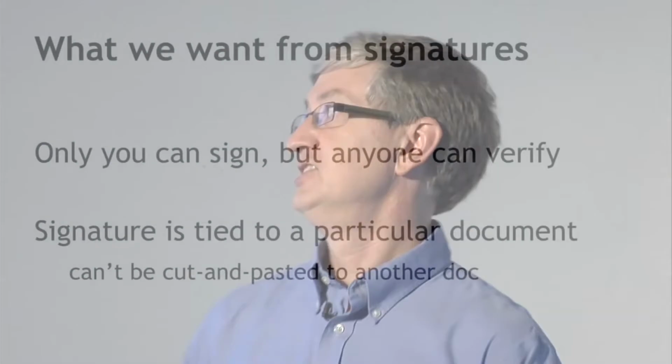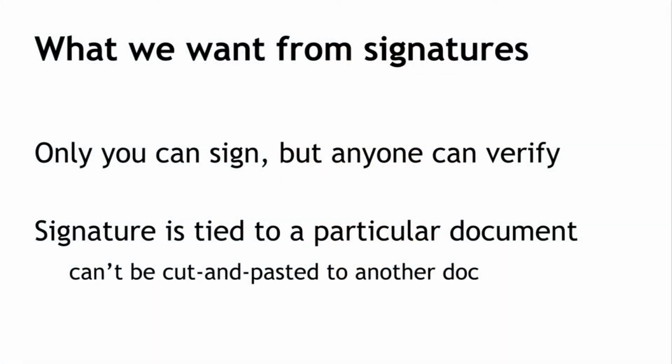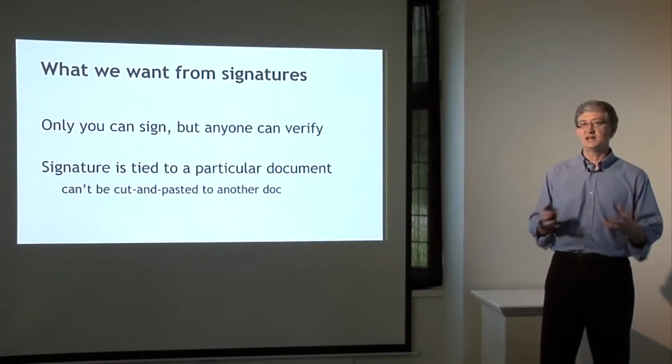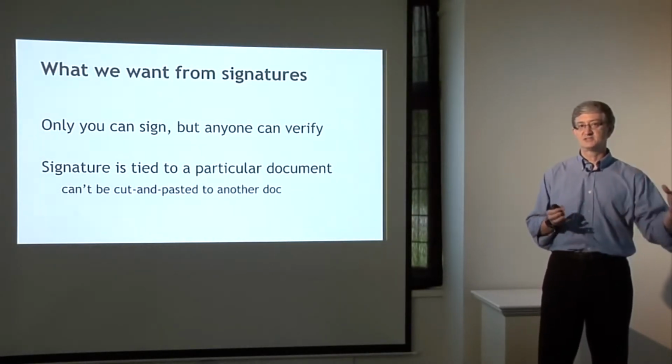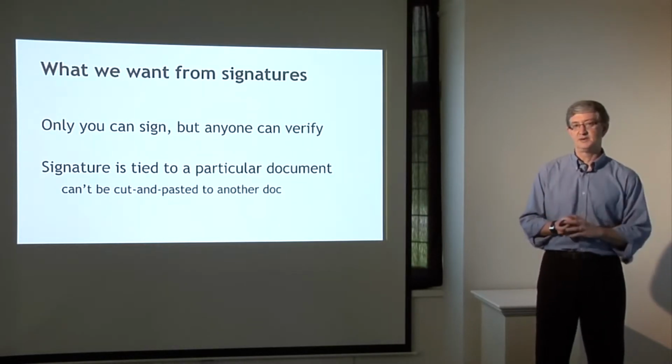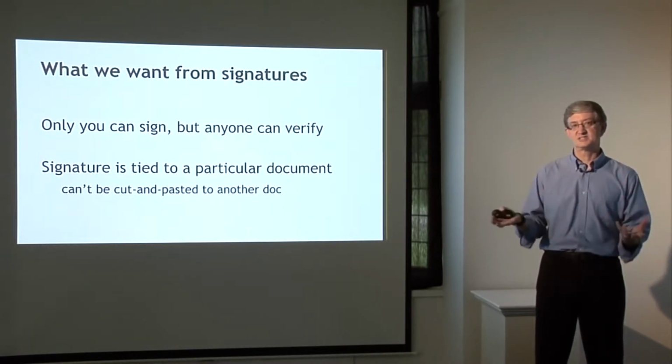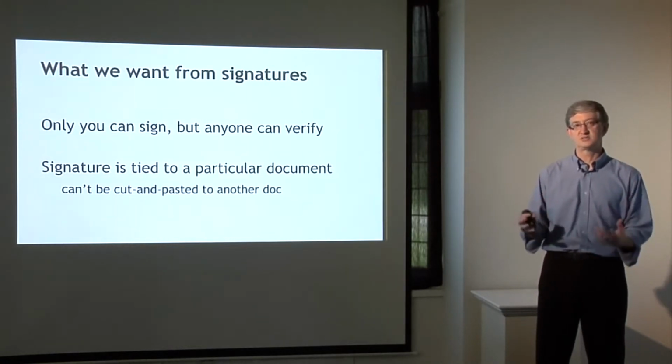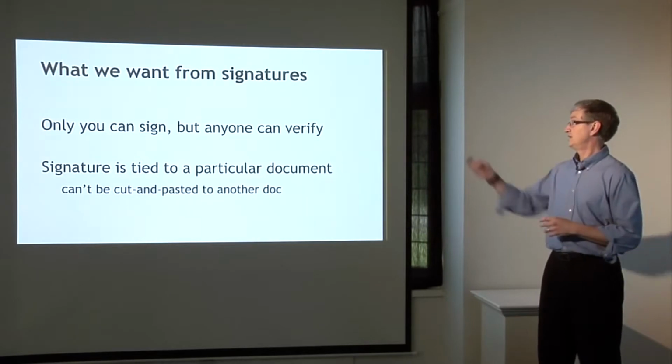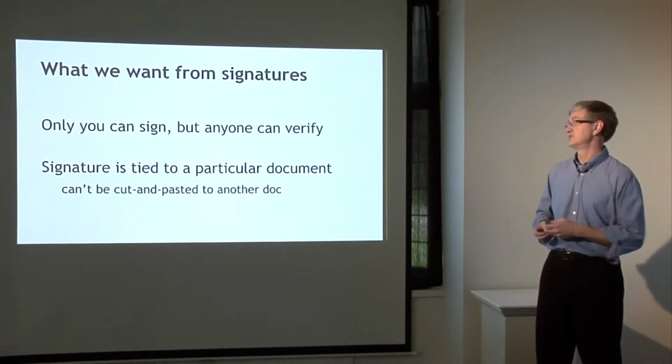So a digital signature is supposed to be just like a signature on paper, only in digital form. And what that means is this. What we want from signatures is two things. First, just like an idealized paper signature, only you can make your signature, but anyone who sees your signature can verify that it's valid. And the second thing you want is that the signature is tied to a particular document, so that somebody can't take your signature and snip it off one document and glue it onto the bottom of another one. Because the signature is not just a signature, it signifies your agreement or endorsement of a particular document. So the question is, how can we build this in a digital form using cryptography?